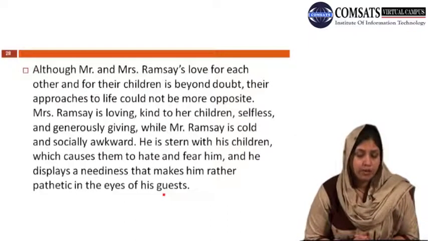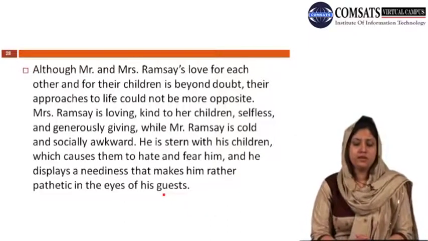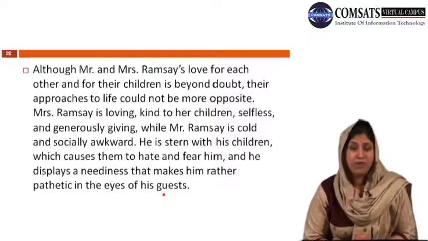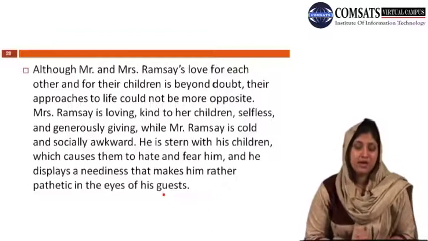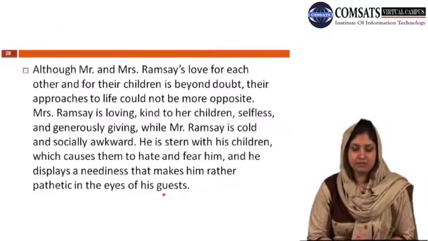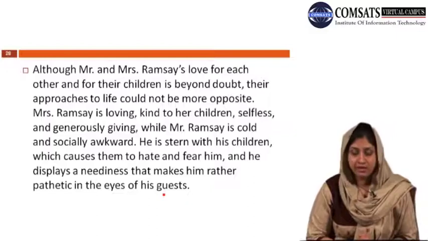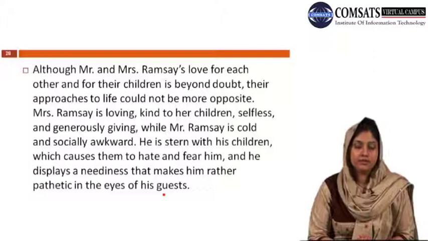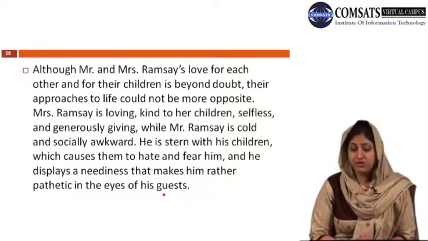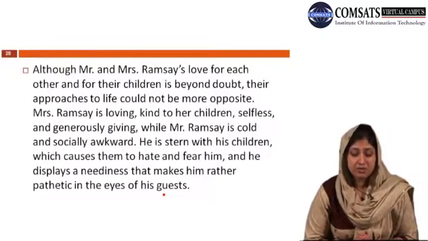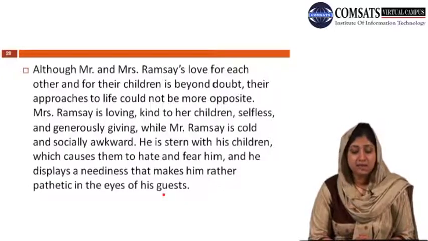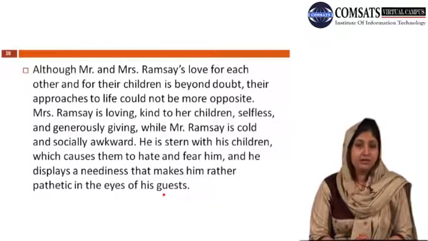Well, to give you some points again, although Mr. and Mrs. Ramsay's love for each other and for their children is beyond doubt, they both have their own way of loving their children, and their approach to life could not be more opposite. Mrs. Ramsay is loving, kind to her children, selfless and generously giving, while Mr. Ramsay is cold and socially awkward. He is stern with his children, which causes them to hate and fear him, and he displays a neediness that makes him rather pathetic in the eyes of his guests.